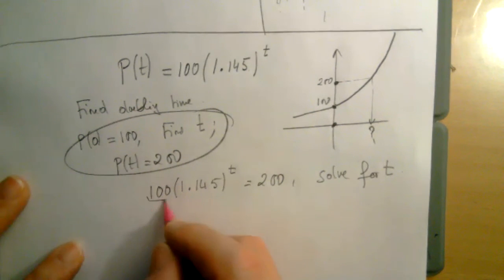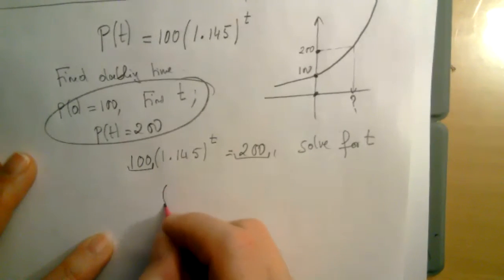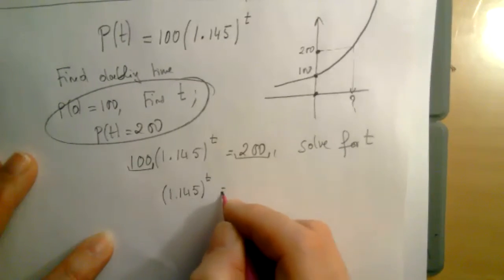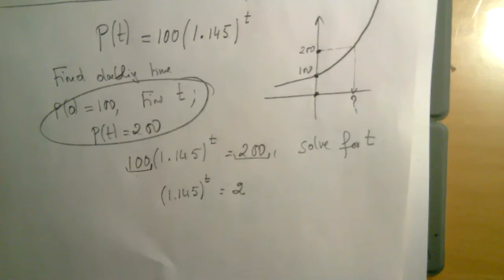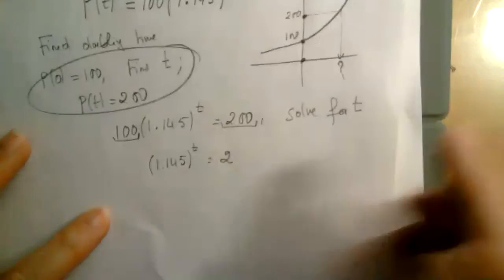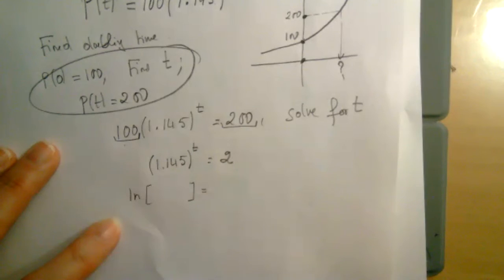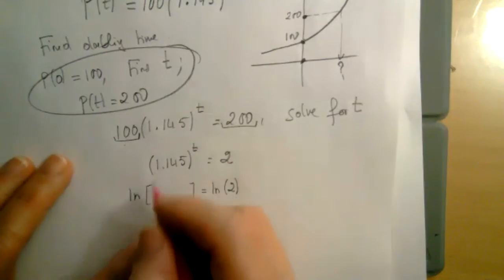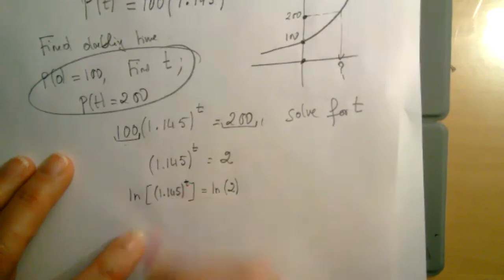That's a simple scenario. We divide by 100 on both sides. So if I divide by 100, this will give me 1.145 to the power t equals 200 over 100, which is 2. And now I'm going to solve for t. To solve for t, I will take the natural log of the first term, since I isolated my exponential, equal to the natural log of the second term. And this term here is 1.145 to the power t.